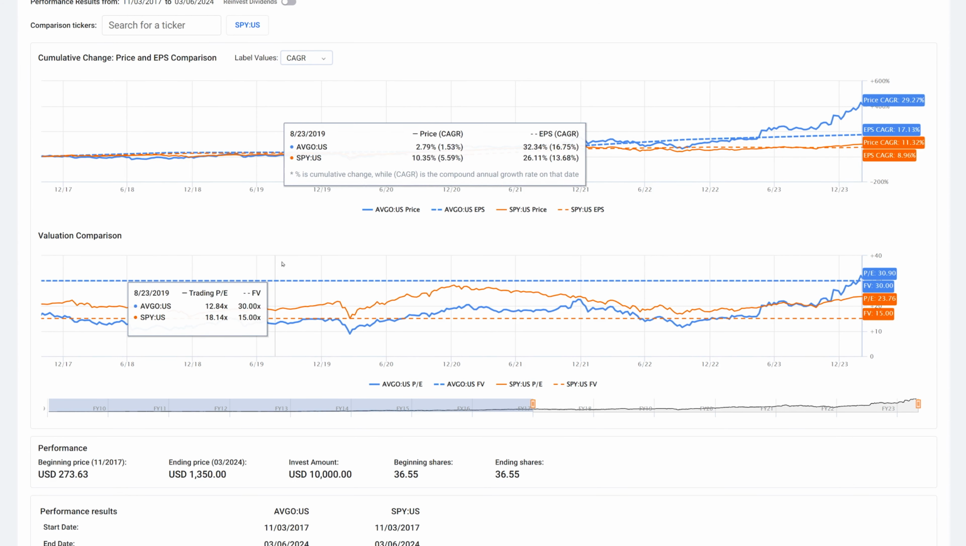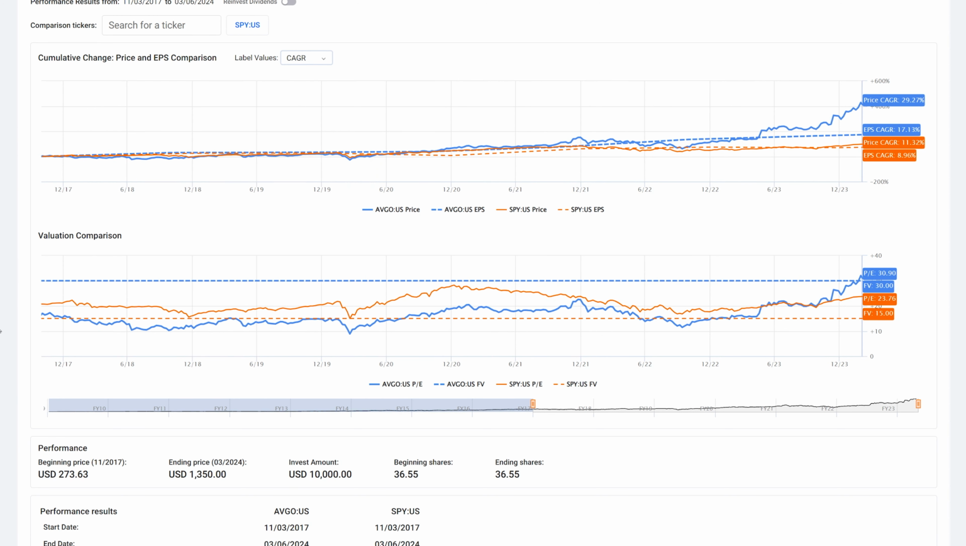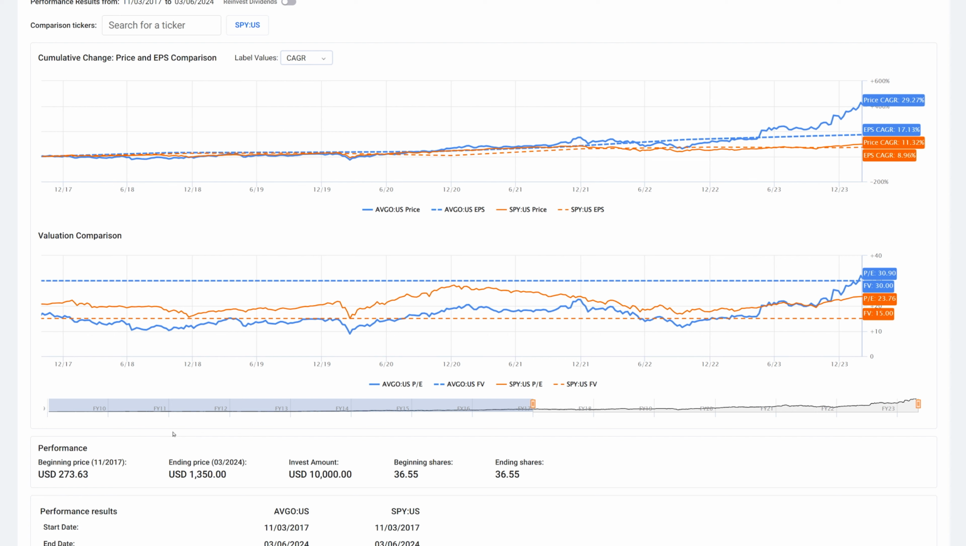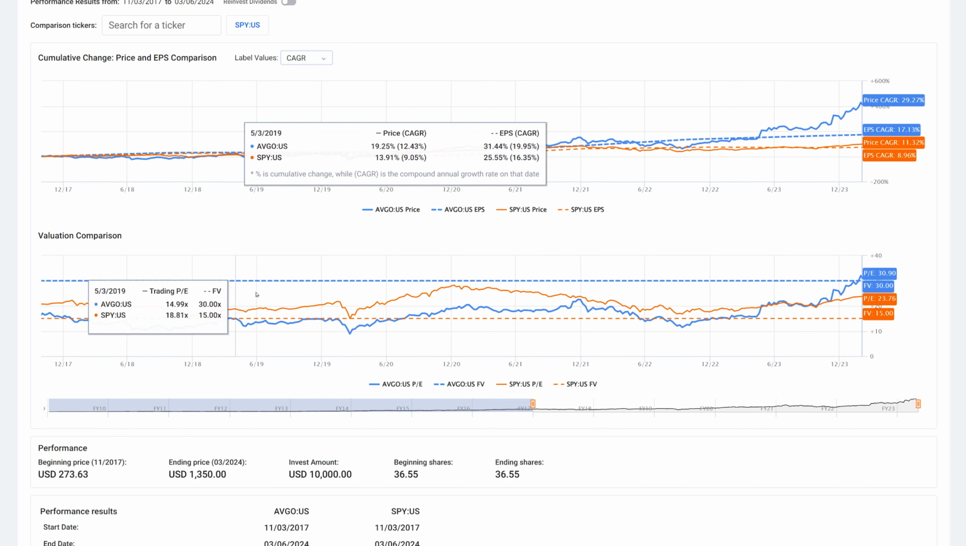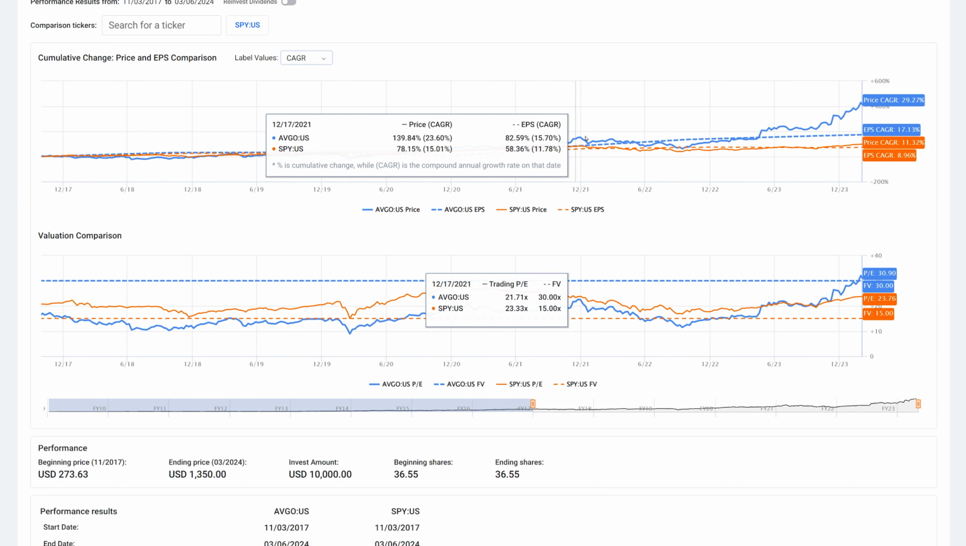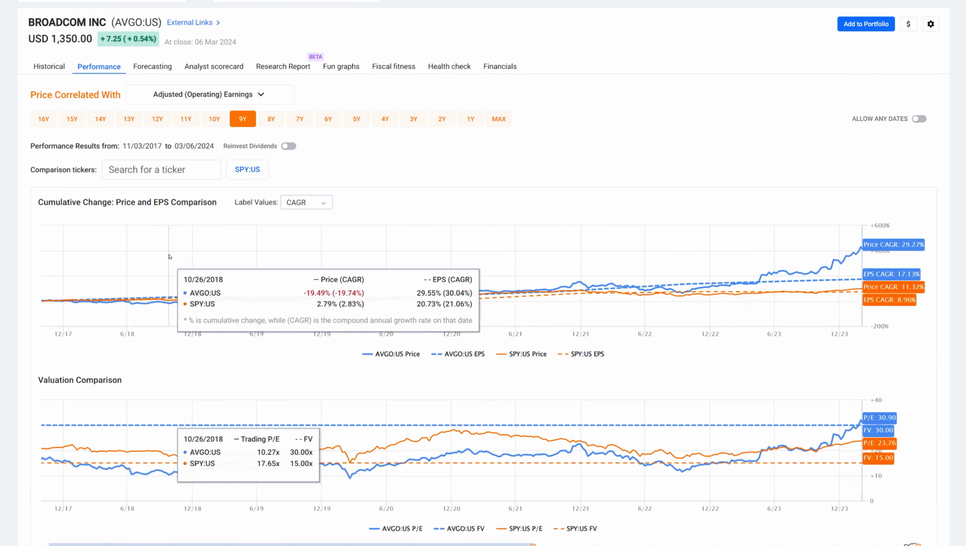Now, when you compare the valuation comparison, it gets even more enlightening because here we see, if we go to the beginning, that AVGO only had a PE of 16 on October 31st, 2017. The SPY had a PE of almost 21. Again, AVGO was undervalued with a fair value PE of 30, where the SPY was overvalued with a fair value of 15. And we see through that period of time that the valuations of the market were very high. And we see that AVGO outperformed the market almost all periods of time.